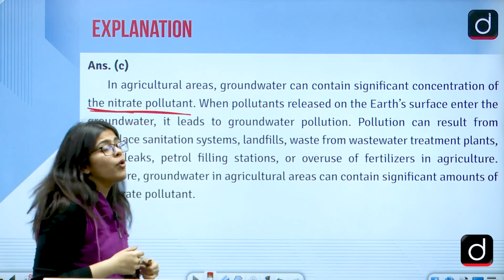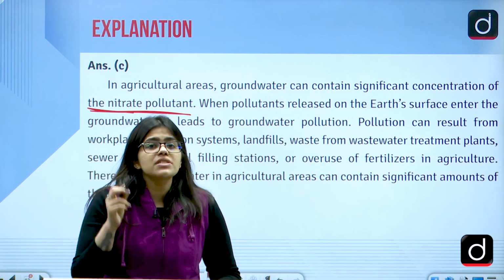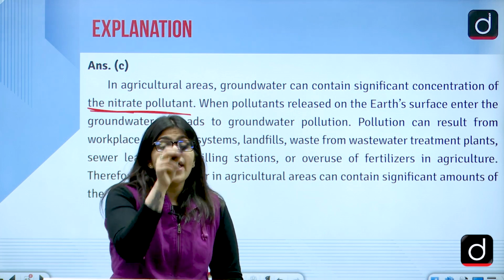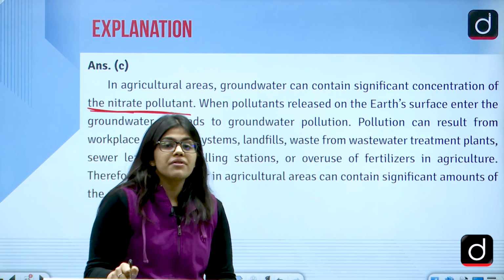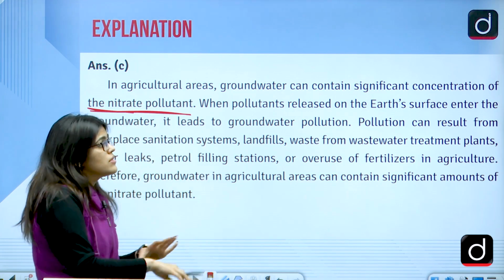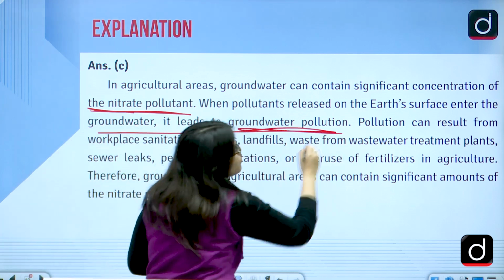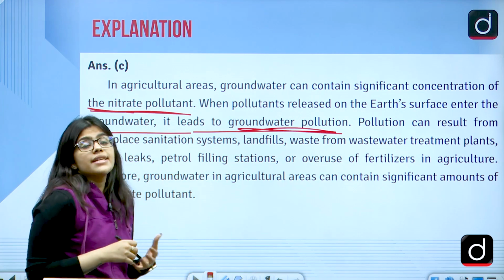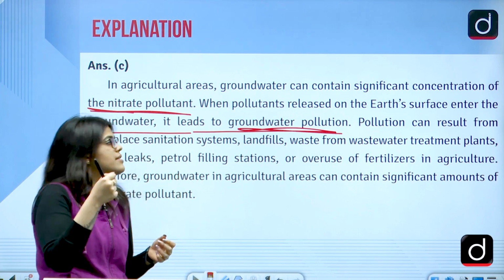Why can this nitrate pollutant be there? Because we all know that nitrate and phosphate are used for agriculture at a larger rate. And this is how agriculture runoffs also make water polluted as well. So we read about it in the previous classes also. When the pollutants are released on the earth's surface, they enter the groundwater, and this leads to groundwater pollution. So the pollution can result in what? You can have the plants destroyed or the land destroyed as well.